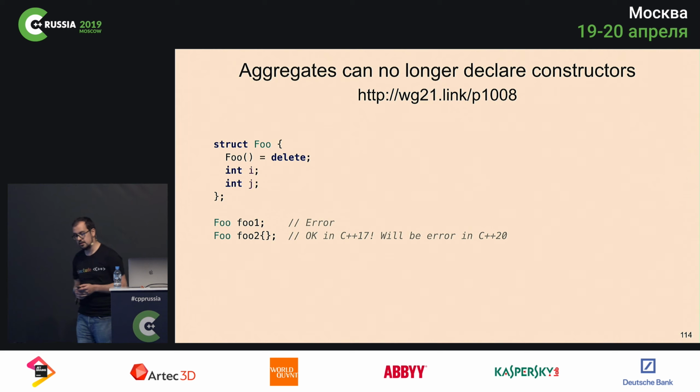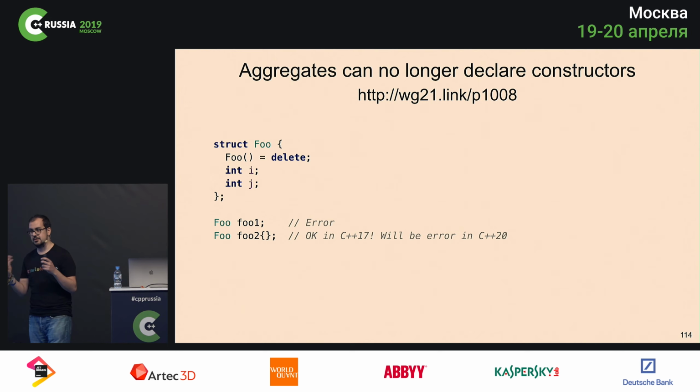And in C++20, as soon as you declare any kind of constructor, the type is no longer an aggregate. So you can never get into the situation that constructors and aggregate initialization somehow conflict with each other, which I think is a clean solution. So you know, just by looking at the class, if there are no constructors declared by the user, it can be an aggregate. Otherwise, it's not an aggregate.